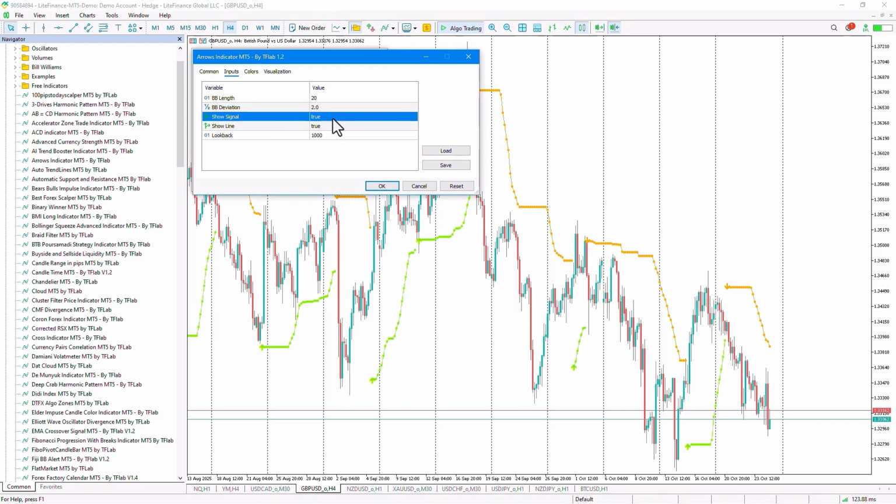In the next input, we can also choose to enable or disable the display of buy and sell signals on the chart if desired. In the next parameter, we can optionally enable or disable the display of the trailing stop lines, making this setting visible or hidden as needed.